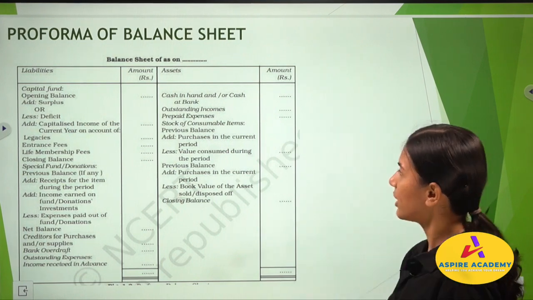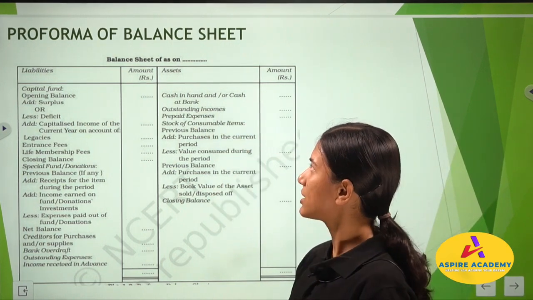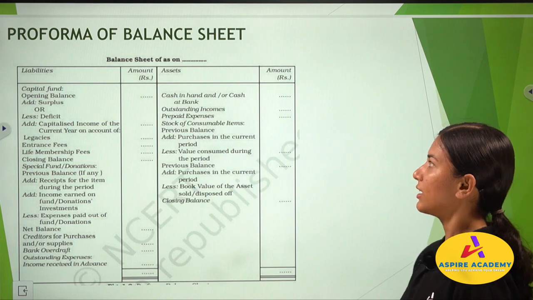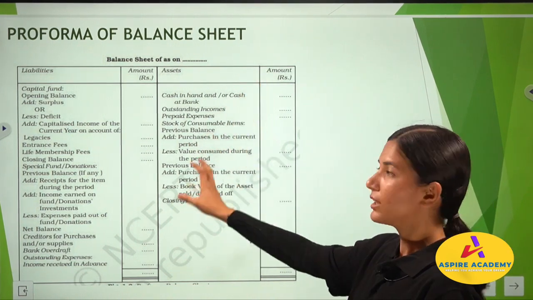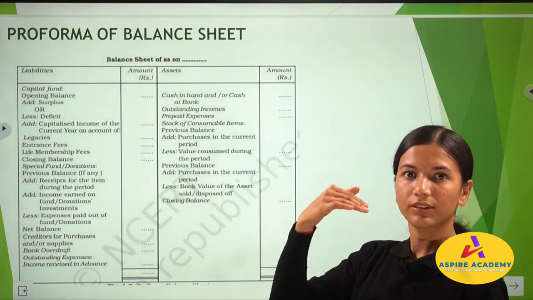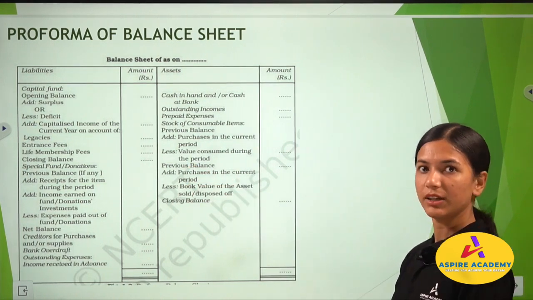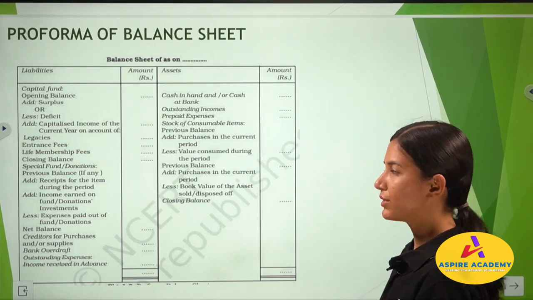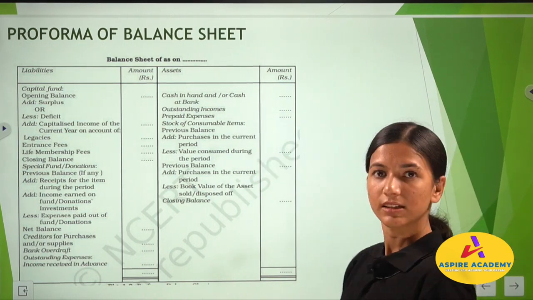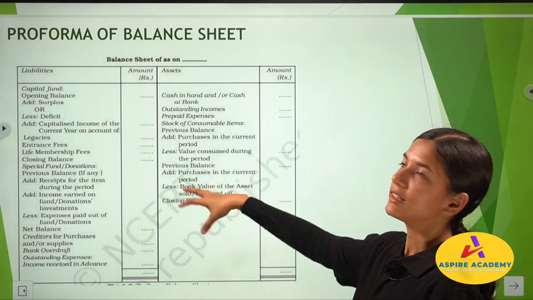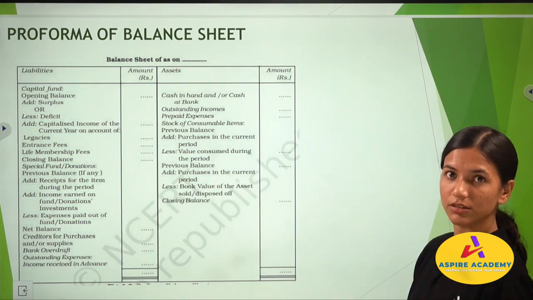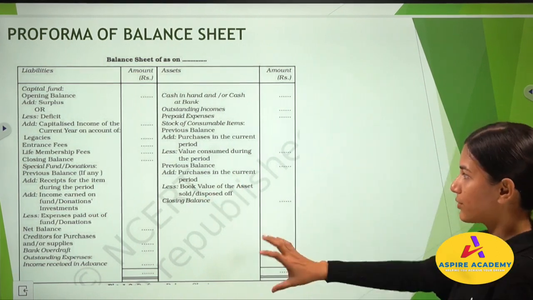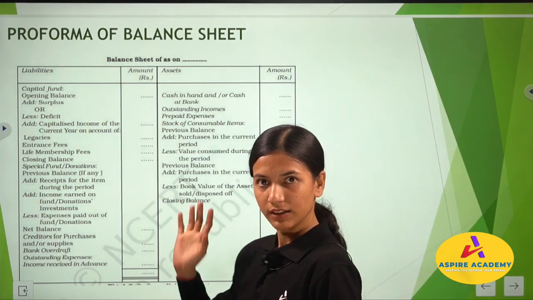Next, on the asset side you have the different assets, your outstanding incomes, the cash in hand, cash at bank, and the prepaid expenses. If there is any stock, then the previous balance would be shown. Then if we have purchased any items in the current period, that would be added. Then the value that you have consumed would be subtracted from it. So these things are also adjusted in the balance sheet, and they are also shown in your income and expenditure account. Then the closing stock is shown on the balance sheet. This way we are going to prepare the balance sheet for the year.